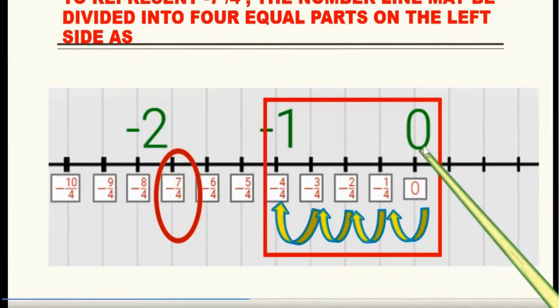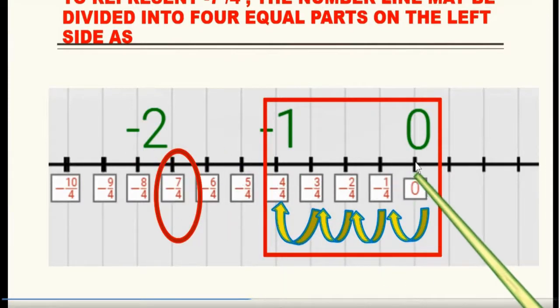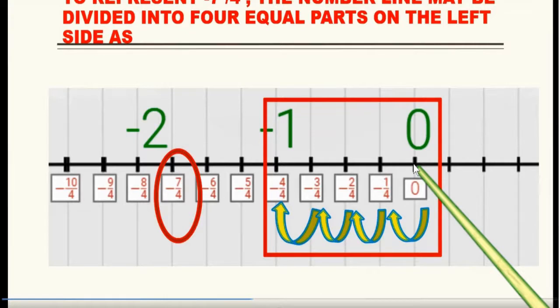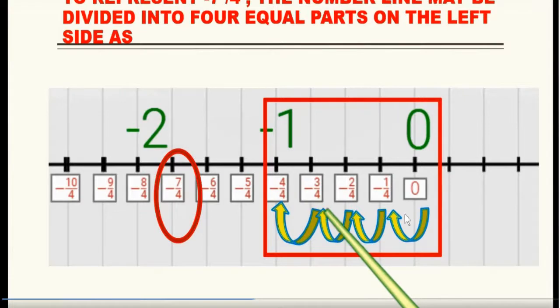So take a number line. Mark 0 on the number line. Now divide the number line between 0 and minus 1 into 4 equal parts. Why 4 equal parts? Because the denominator is 4.